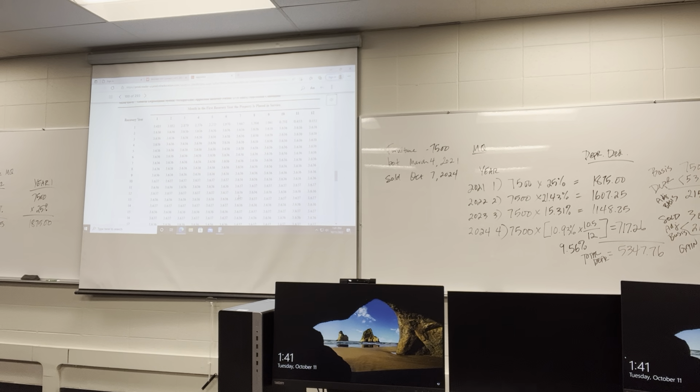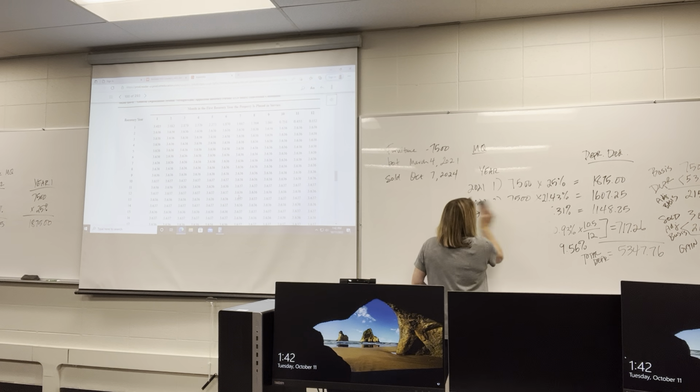So again, you gotta find the right table based on when you placed it in service. What quarter did you place it in service? That's when they buy it, right? Placed in service is when they buy it. Yes. Technically speaking, you don't start depreciating until you actually start using it, but yeah.